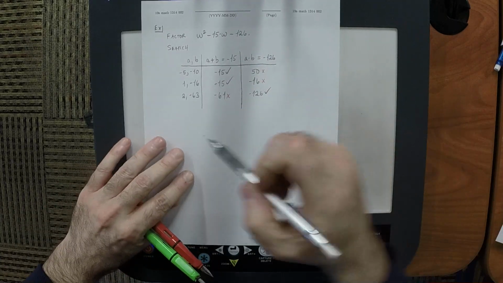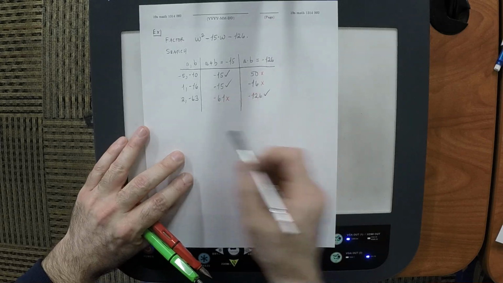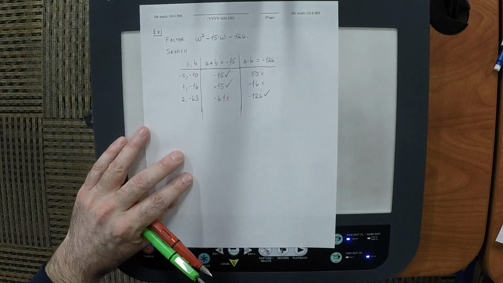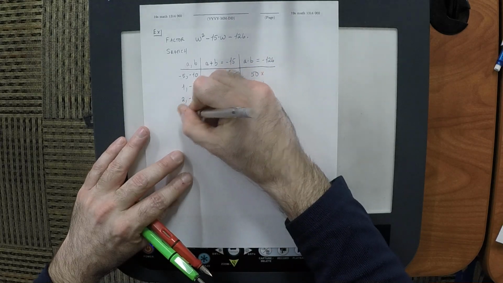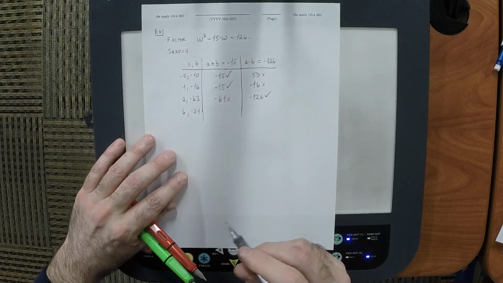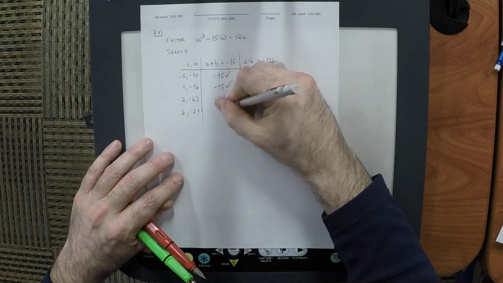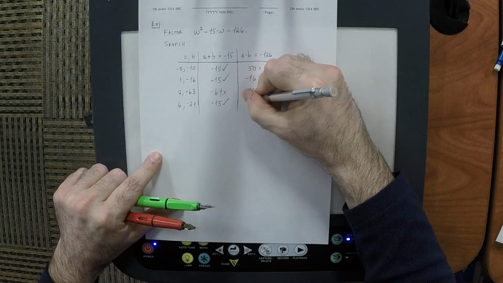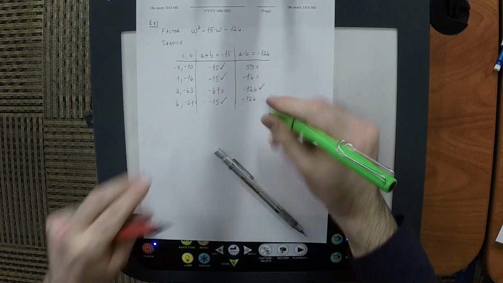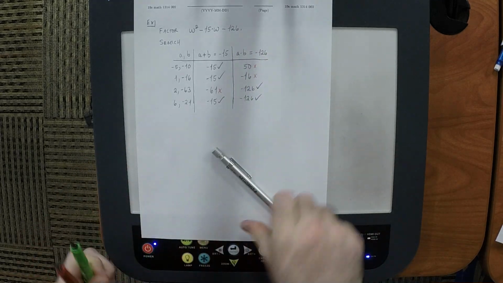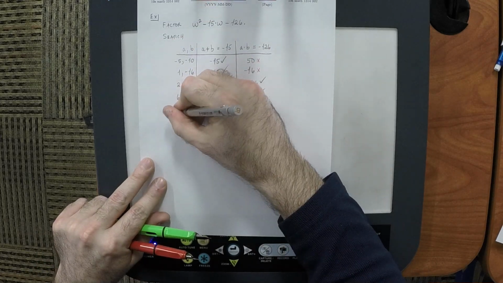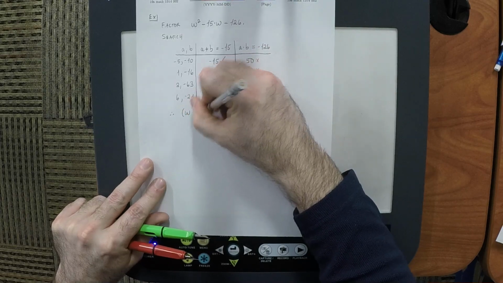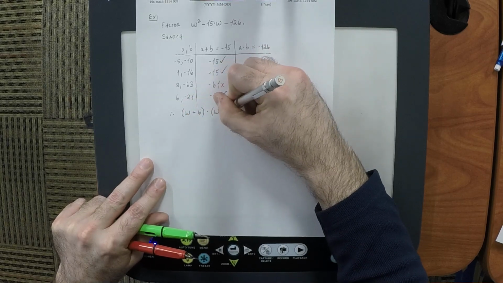Okay, so to close, I could continue searching, but can anyone see the numbers that we're looking for? 6 and negative 21. Very good. When you add those, you get negative 15, and when you multiply them, you get negative 126. So we found two numbers that satisfy both, which means that's the winner. As a result, the factorization is w plus 6 multiplied by w minus 21.